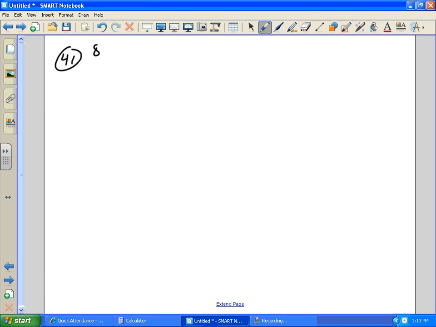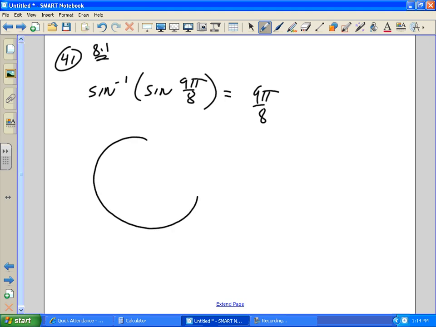So this is 8.1, is that right? So inverse sine of the sine of 9 pi over 8. Well, you want to say that the sine and the inverse sine cancel out and you end up with 9 pi over 8, don't you? But you need to be very, very careful, because we know the inverse sine is defined from negative pi over 2 to pi over 2. Does that make sense?